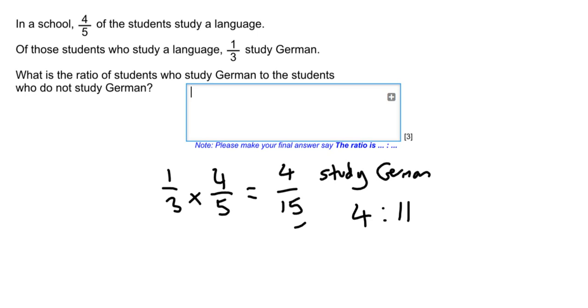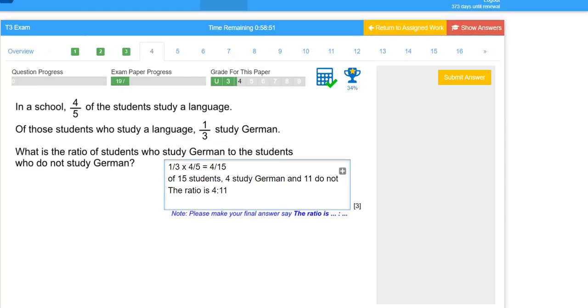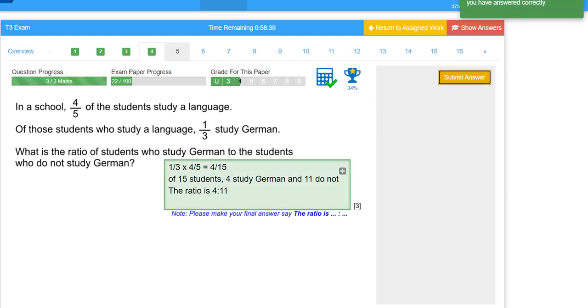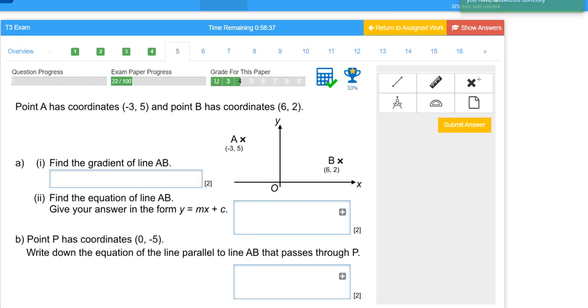But notice that I have to write it carefully, saying the ratio is. And there I have typed that out. There's my 4/15. There's my words. Because I've got 3 points here for this question. And we are halfway through grade 4. Moving on to question 5, we've got some gradient work.